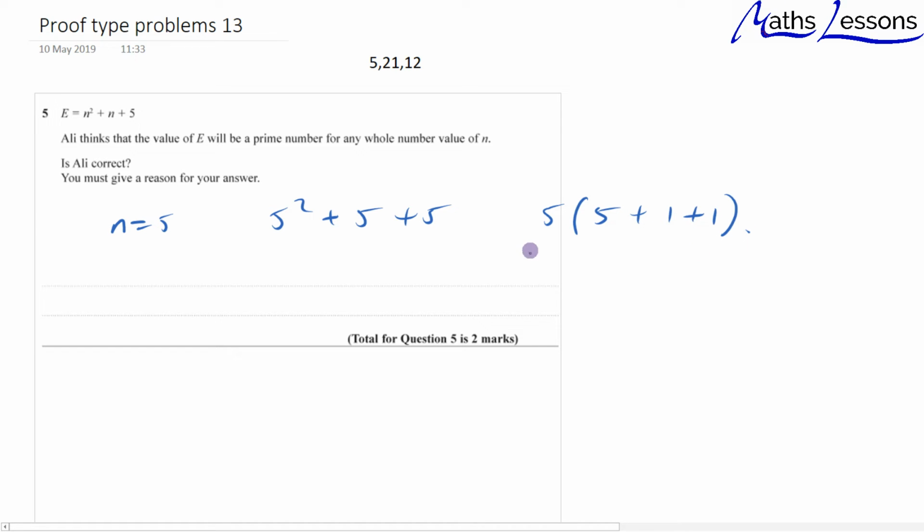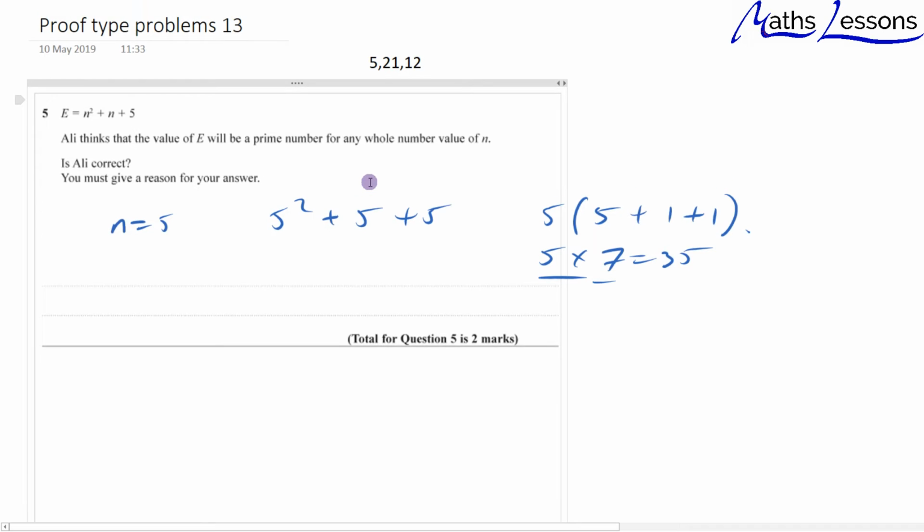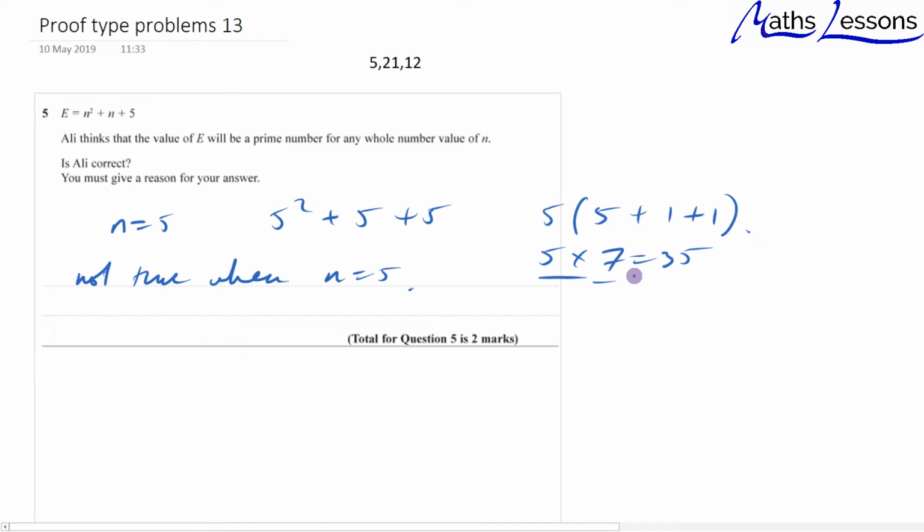Example, 5 times 7. 5 and 7. So therefore, by putting in 5, and there's plenty of other numbers. Anything that's a multiple of 5 will work. Okay, so I haven't written down all the detail in my answer, but I've written enough evidence. I would get the mark. So therefore, it's not true.